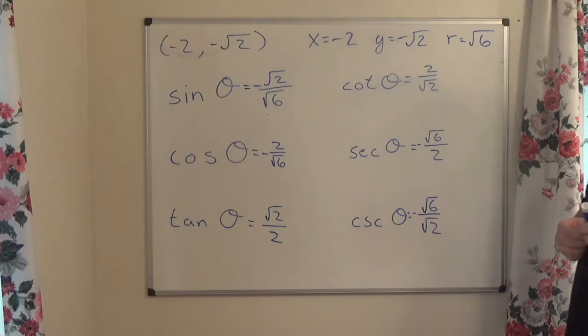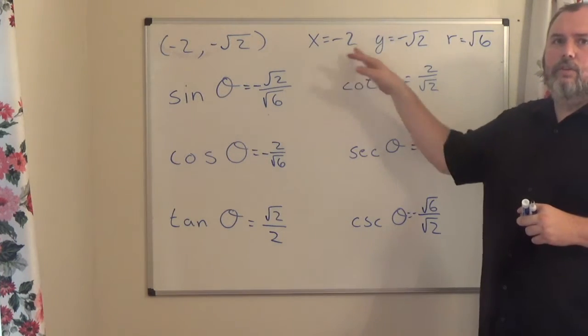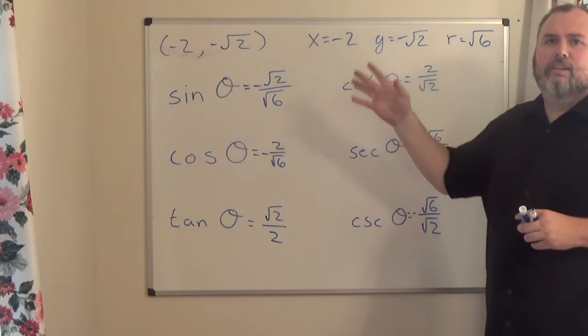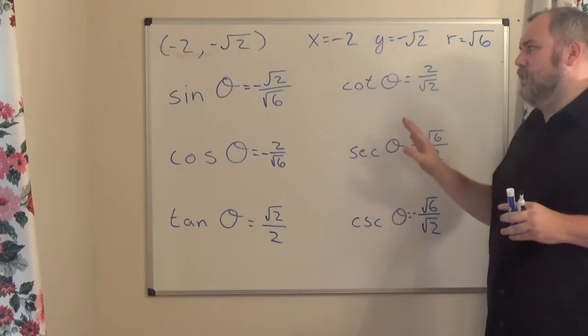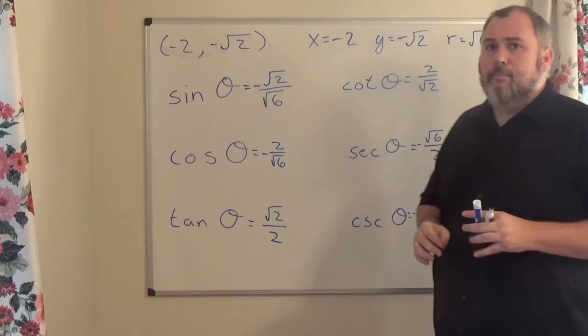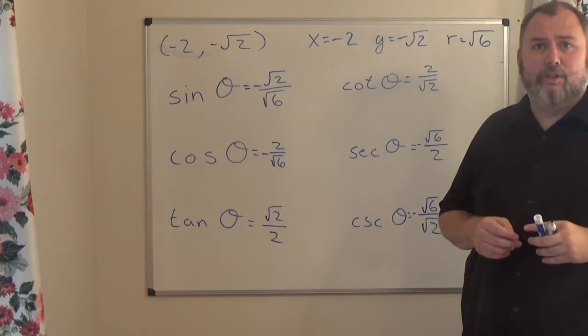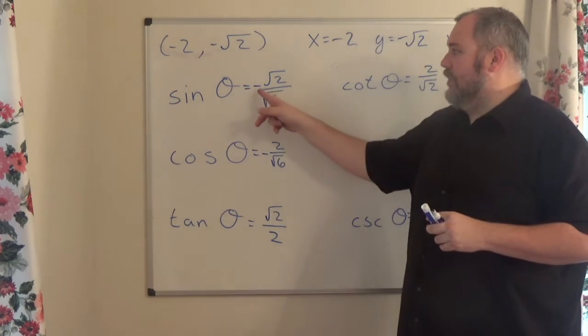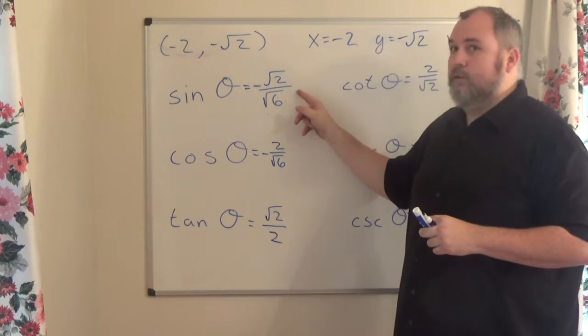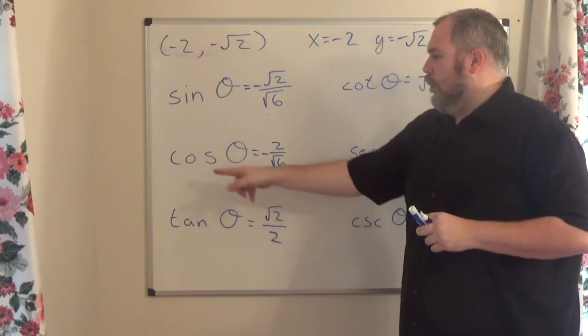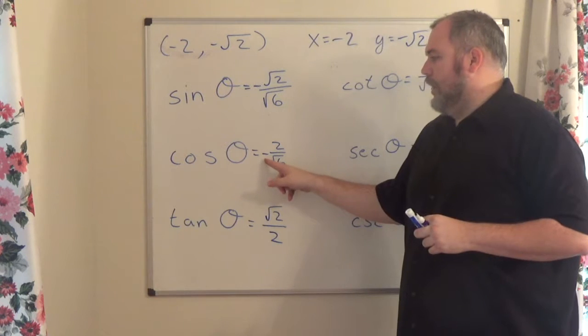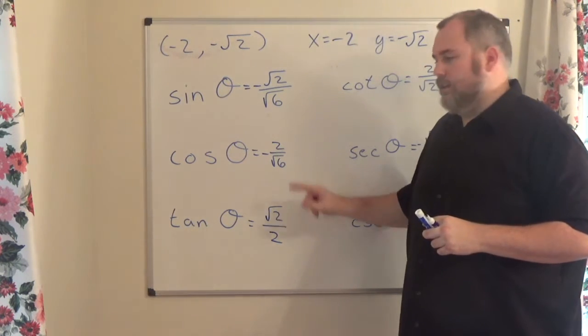So once you've found out that x is -2 and you've plugged it into all your functions, you've got all these different things. And more than likely, this is what you've got for your answers. Sine of theta is the negative square root of 2 divided by square root of 6. Cosine of theta is -2 over the square root of 6.